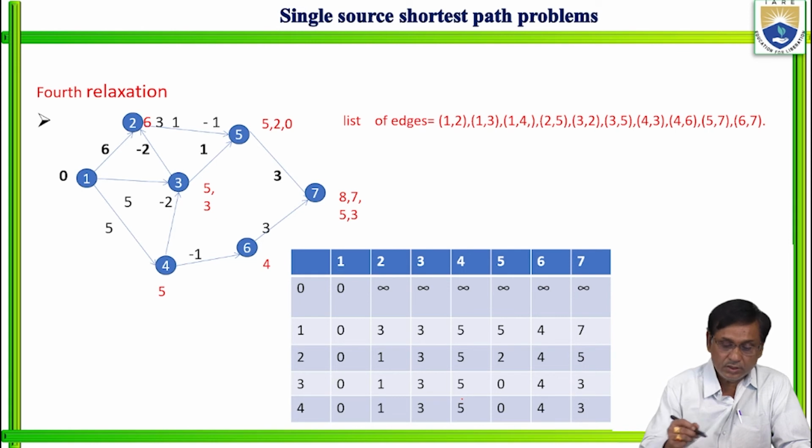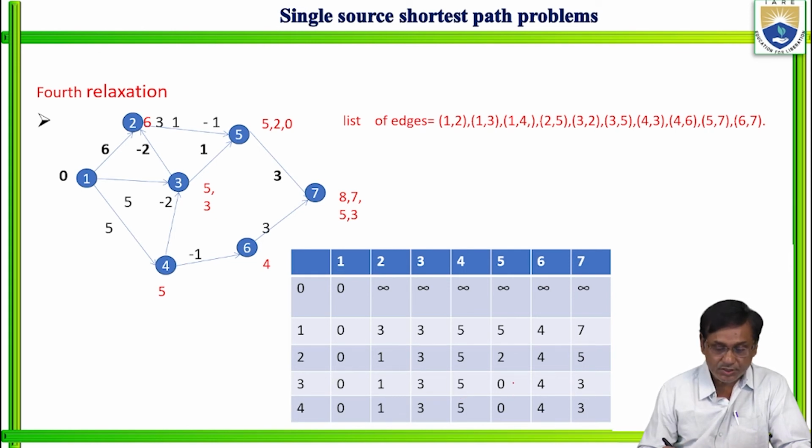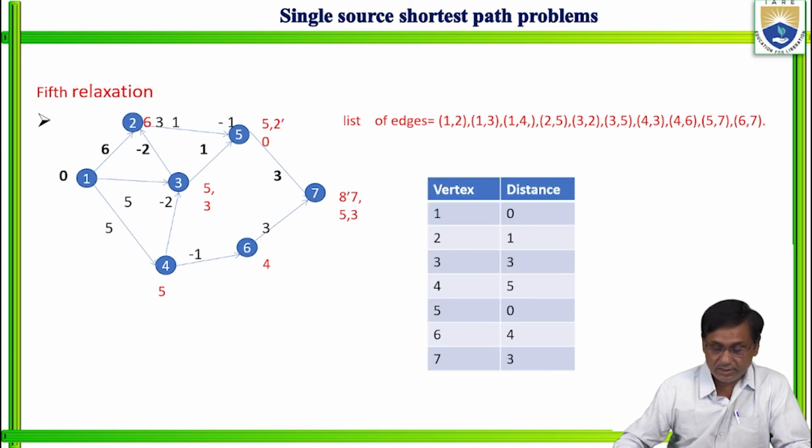Then 2 to 5. So 2 to 5 the minimum value is 0 only. Then coming to the 6, that is 4 to 6 is 4, the remaining same. And coming to the 7, now the previous value 5 is changed to 3, so that it becomes 3. So in the fourth relaxation the values are same, and fifth relaxation also the same, and sixth relaxation also same, so that we need not consider values once again.